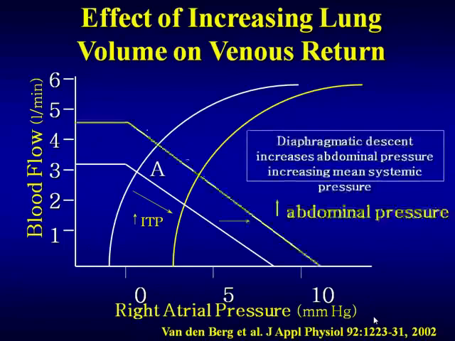And this causes a slight shift of the venous return curve to the right, such that even though you have a slight decrease in cardiac output, it's not half of what you thought it was. And we showed that in a study in human beings with Paul Vandenberg back in 2002.